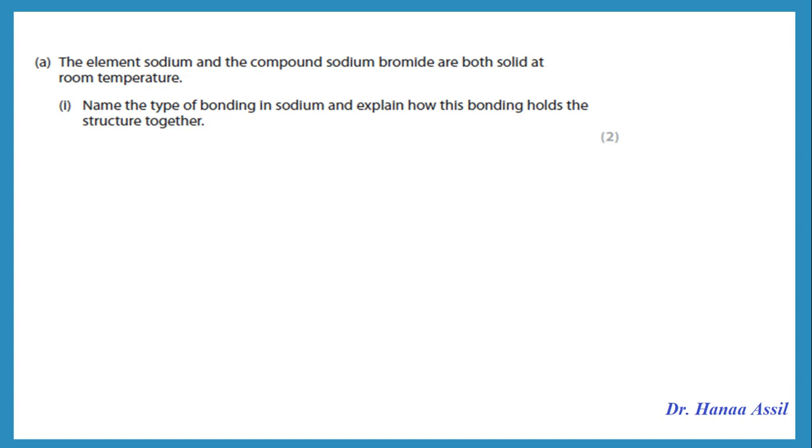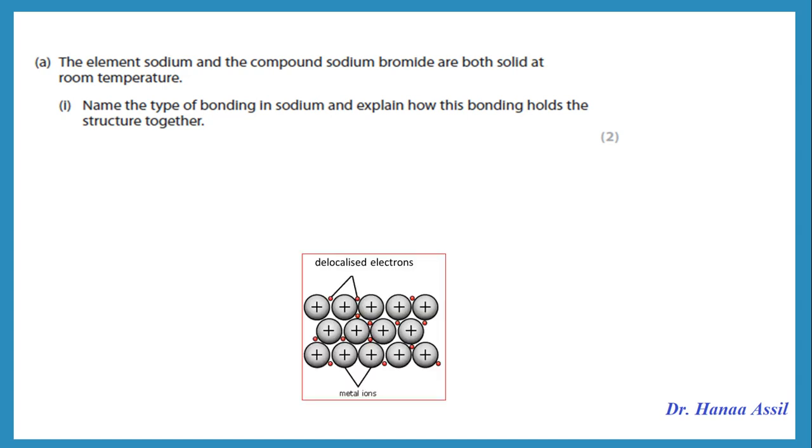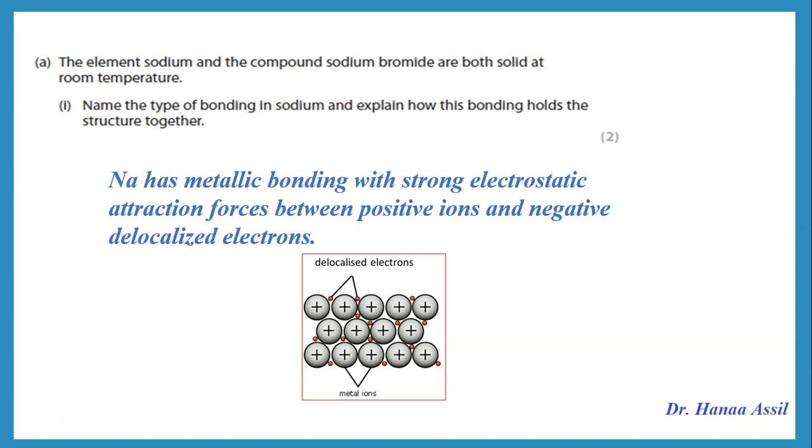The element sodium and the compound sodium bromide are both solid at room temperature. Name the type of bonding in sodium and explain how this bonding holds the structure together. Sodium is a metal. So the type of bonding in a metal is called metallic bonding. So sodium has metallic bonding.